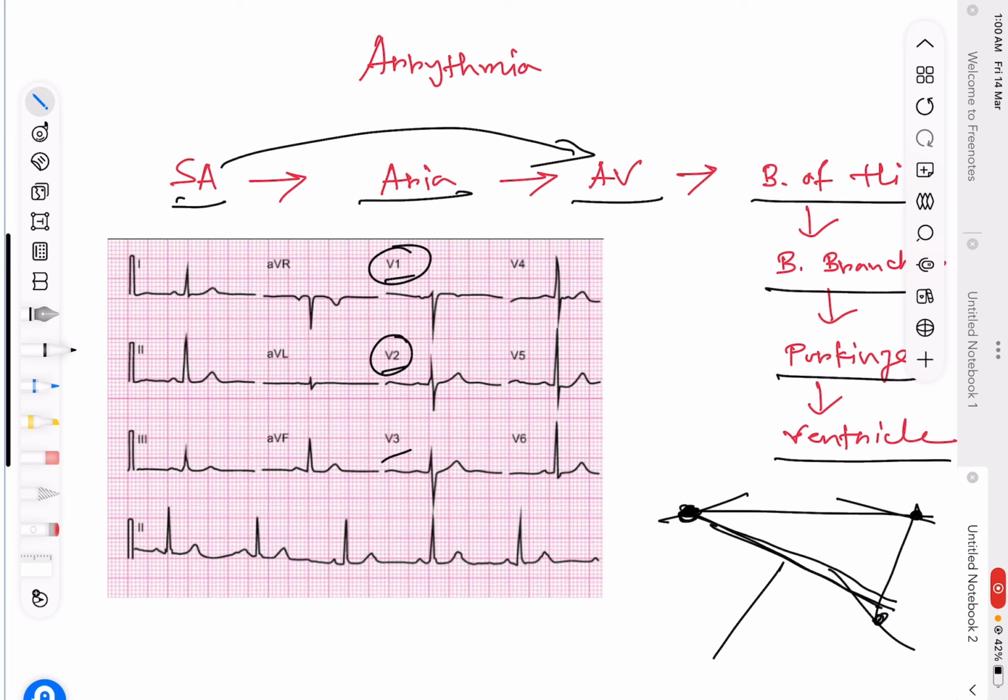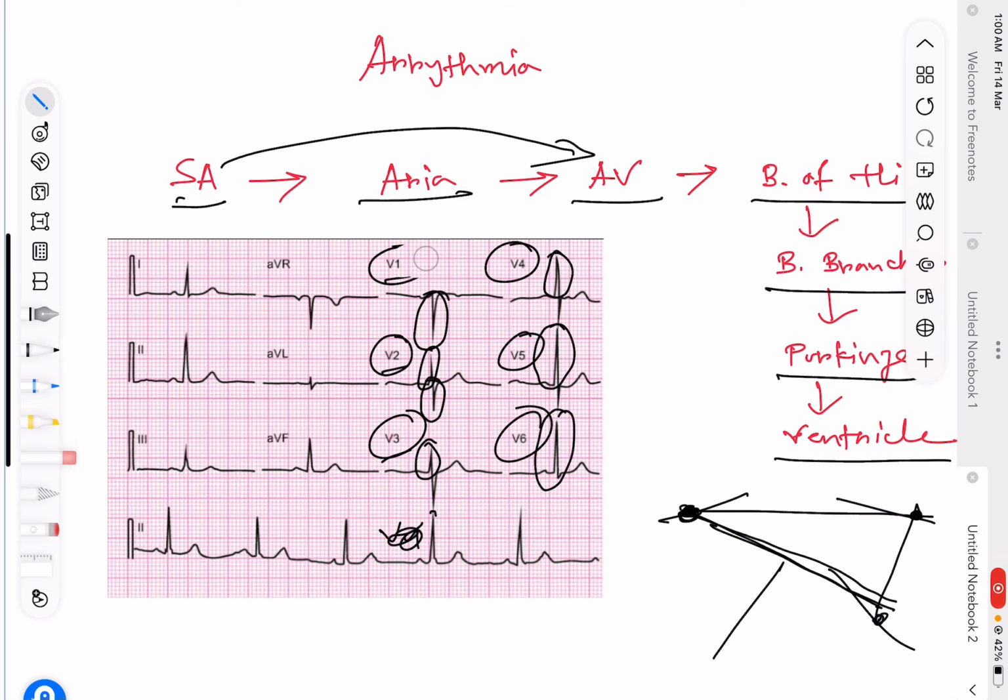But in V4, V5 and V6 you will see positive R wave. Here the R wave is missing, there is a very big S wave. Here the R wave has started to come back a little, but the S wave will still be bigger. Finally in V3 we will see that the R wave is bigger than the S wave. In V4 we will see the same thing, R wave bigger than S wave. And in V5 the R wave will be very predominant and the S wave almost absent.